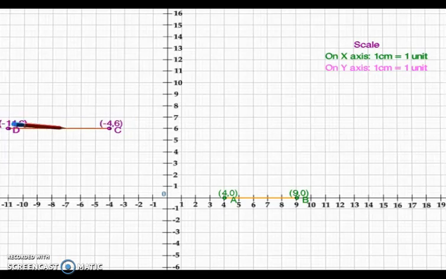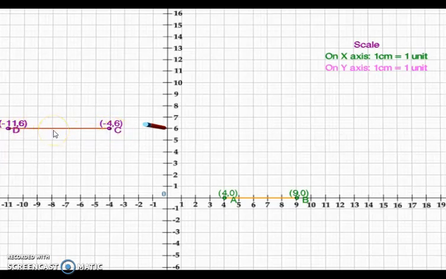So you just observe, children. C is minus 4, 6 and D is minus 11, 6. Even here we notice that the y coordinates are equal, and this line segment is parallel to the x-axis. Now my idea is to find the distance from C to D.